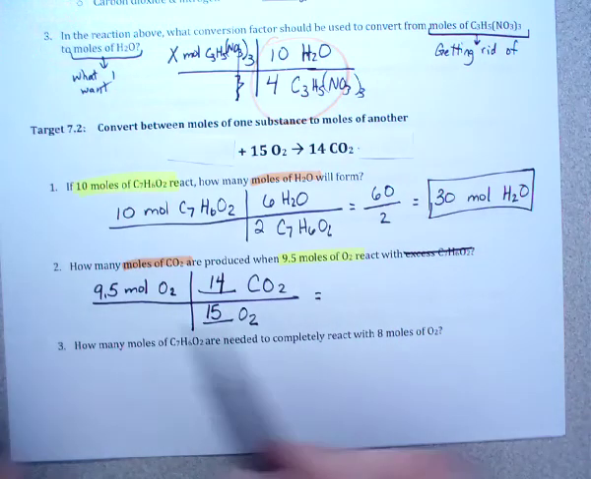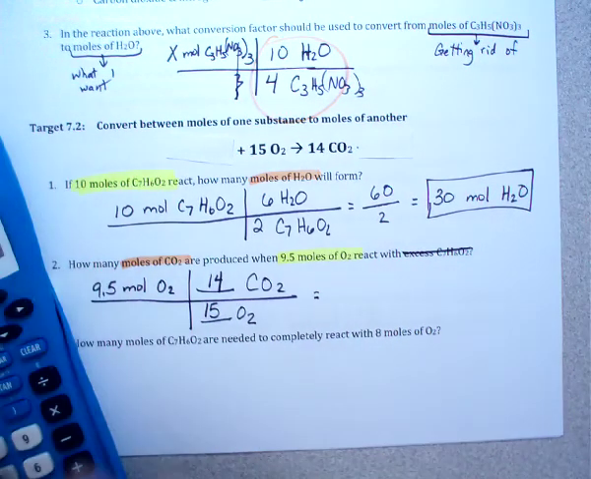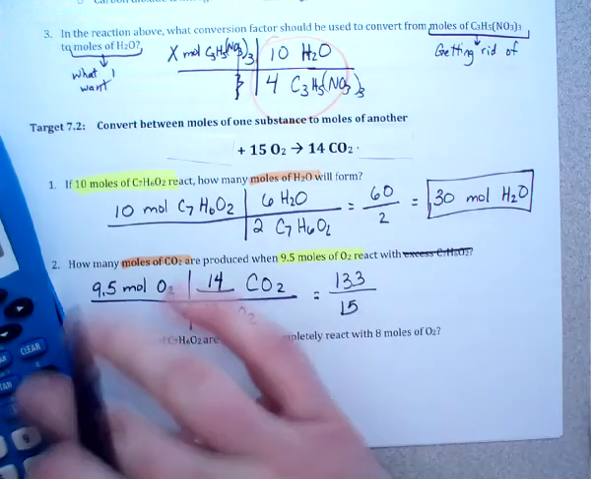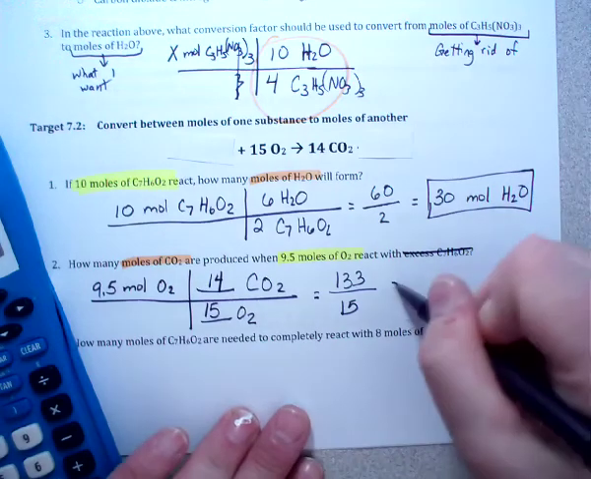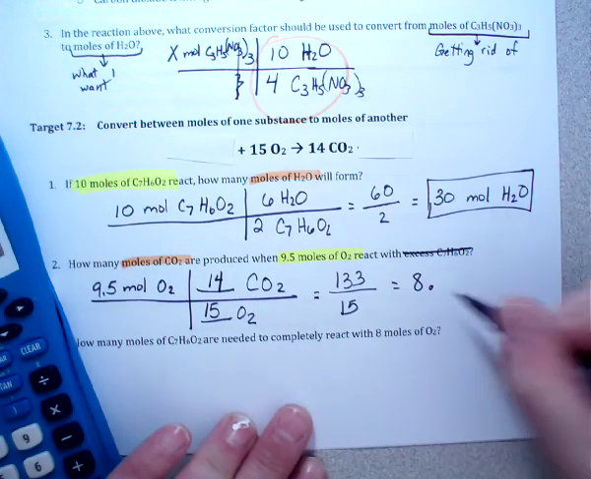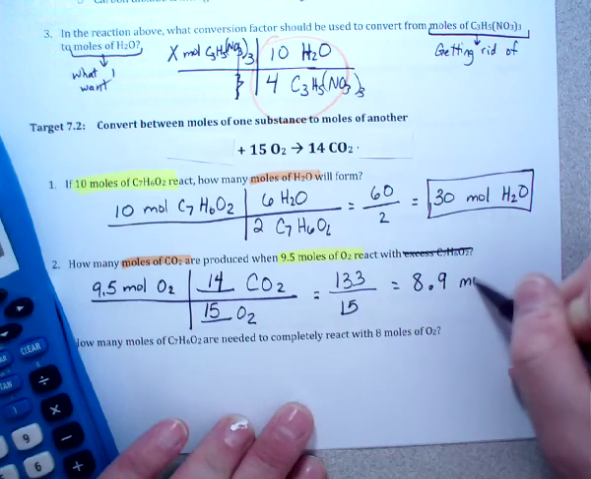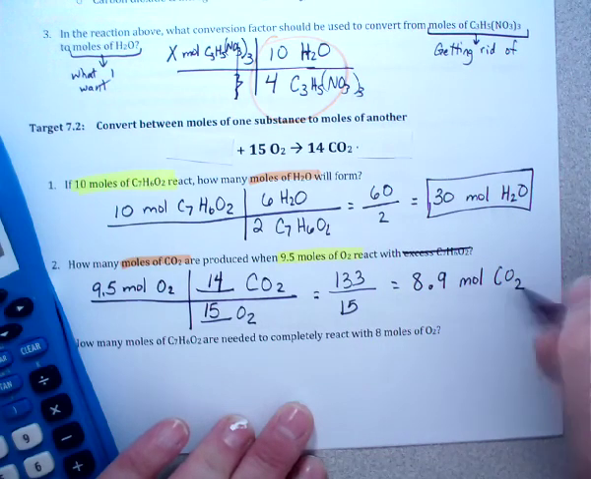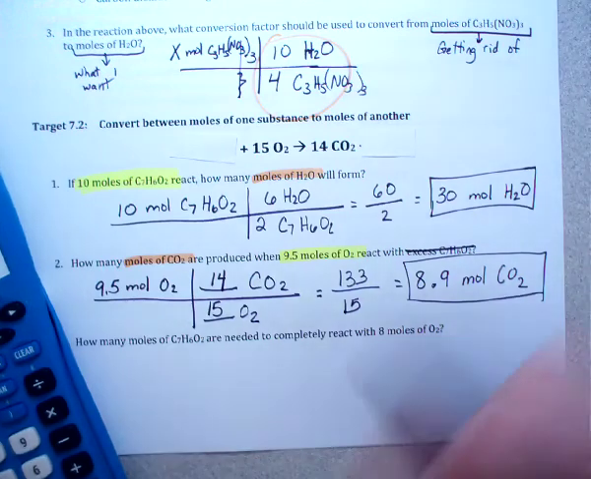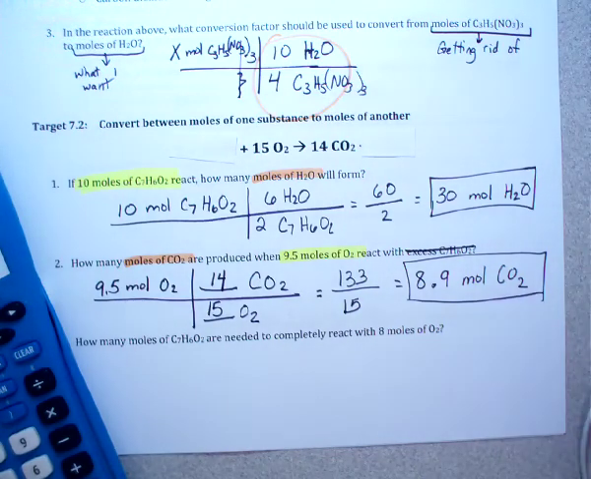To solve, I'm going to multiply 9.5 times 14. That's 133 divided by 15. I get a final answer of 8.8666, repeating, so you could round that to 8.9 moles of CO2. Now, if you gave me 8.9 or 8.87, either of those answers would be fine, as long as you include the unit and what compound you're talking about.